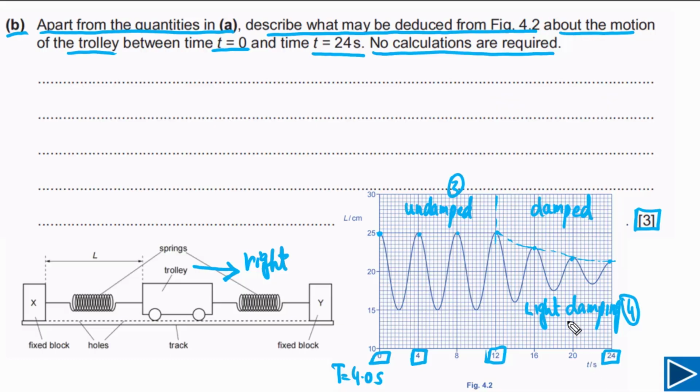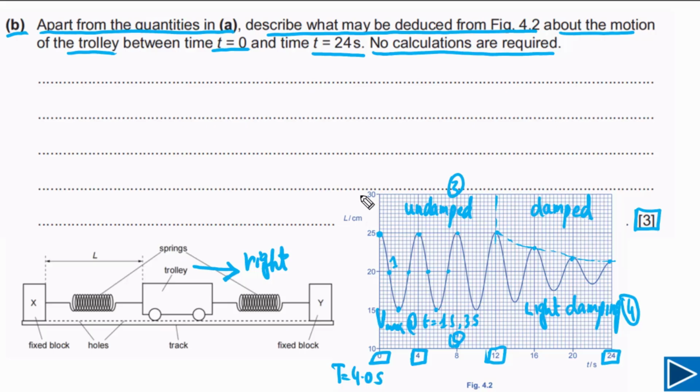We can also talk about maximum speed. This is the equilibrium position. Here, time is equal to 1 second, so the speed will be maximum. Here, time will be equal to 3 seconds, and the speed here will be maximum. So we can say the speed is maximum. We can write down V max at t is equal to 1 second. You can also say t is equal to 3 seconds.